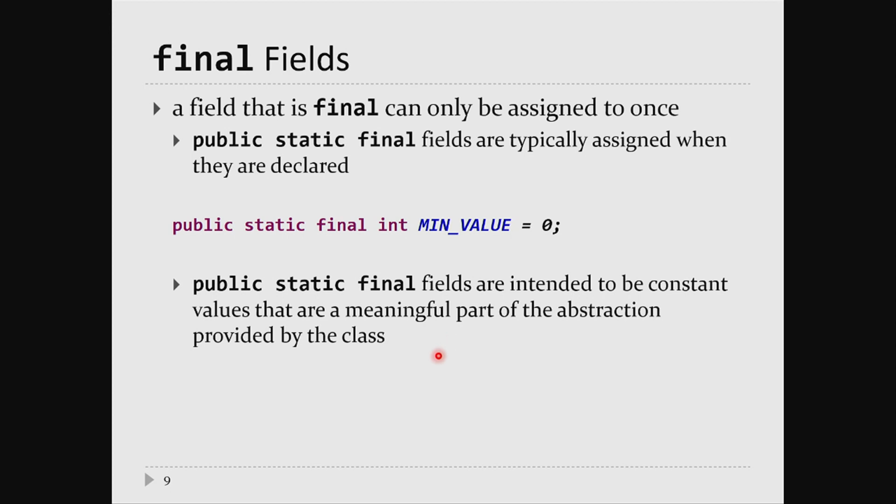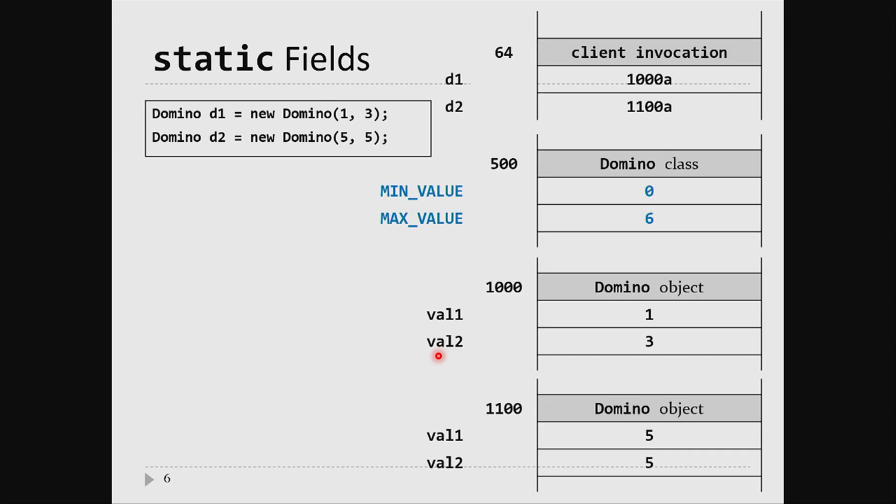All that says is MIN_VALUE and MAX_VALUE make sense for a domino. That's all it's trying to say.